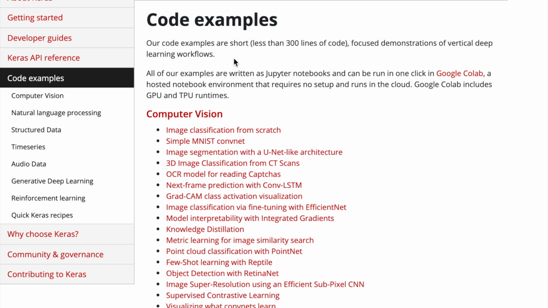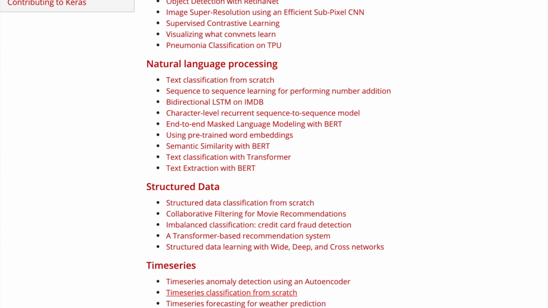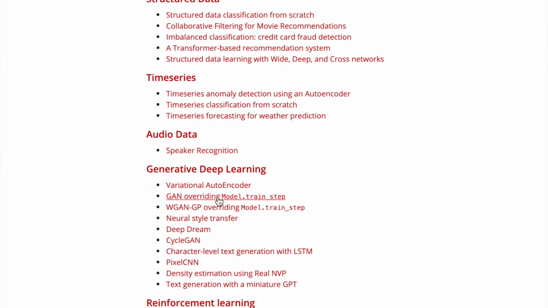Keras has provided 56 code examples implementing popular ideas in deep learning. This ranges from the basics such as simple MNIST and IMDb text classification, all the way to cutting-edge research ideas such as knowledge distillation, supervised contrastive learning, and transformers. We'll also explore fun generative examples like variational autoencoders and CycleGAN.